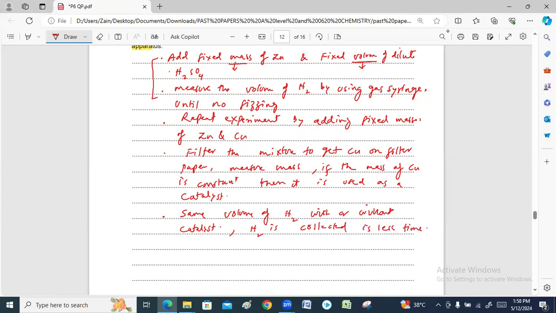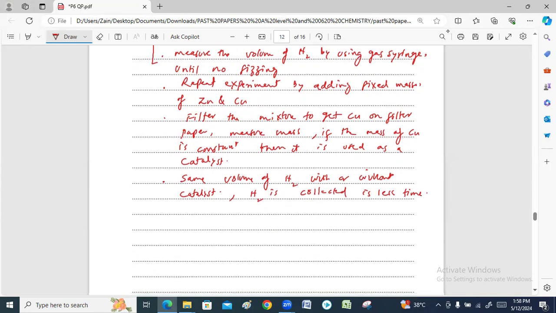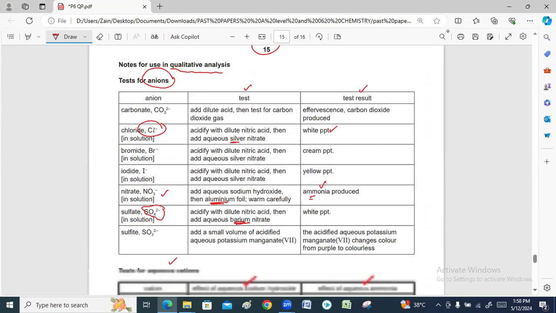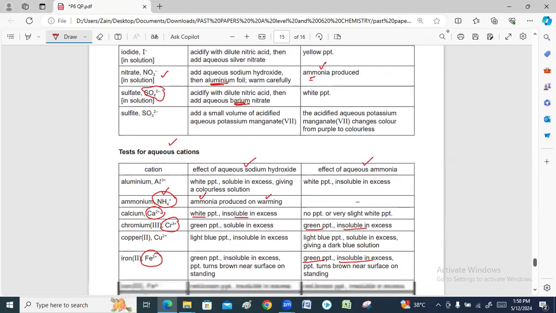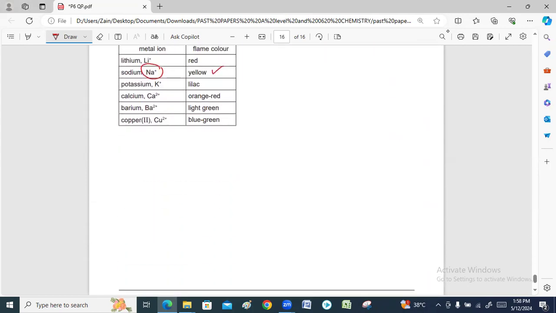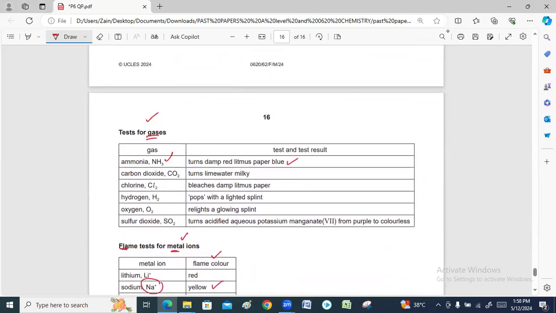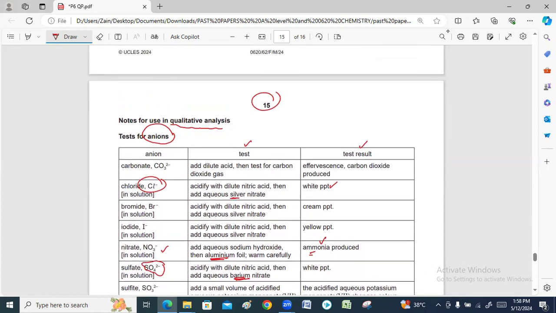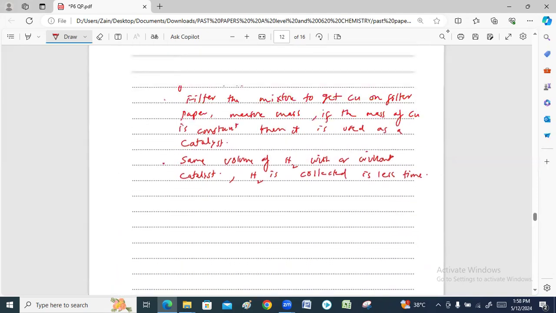So this is regarding the experimental designing. But if you want to solve the test for cation and anion, don't forget to use the last pages of this paper, because they all contain the information about flame test, test for gases, test for anions, test for cations, and some observations of every test are also there.